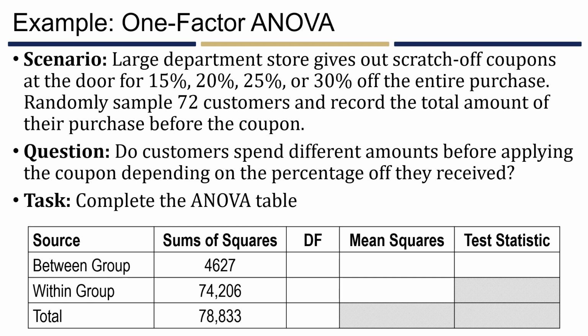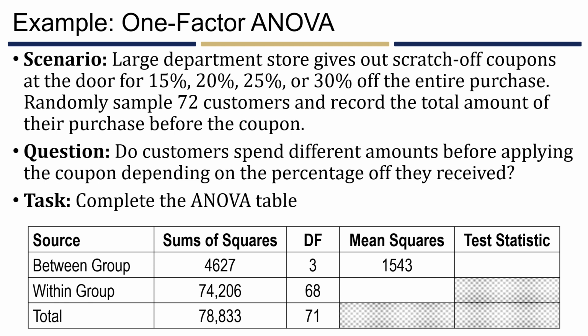In terms of the degrees of freedom, we know that we are comparing 4 different groups. So we're going to have 3 degrees of freedom in the numerator. We have a total of 72 observations altogether. So 72 minus the 4 groups that we're comparing gives us 68 degrees of freedom in the denominator. And then 3 plus 68 gives us 71 degrees of freedom in total.